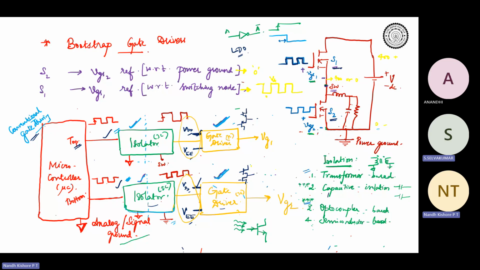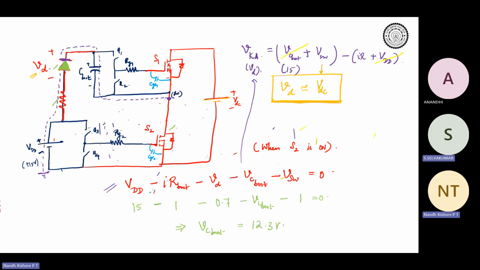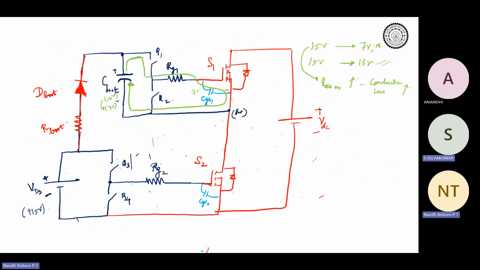So that is the motivation for Bootstrap. Can I use a single VDD from which I can drive both S1 and S2, complementary switching, right? Can I use a single VDD? So that is when we started off with this particular circuit, right?